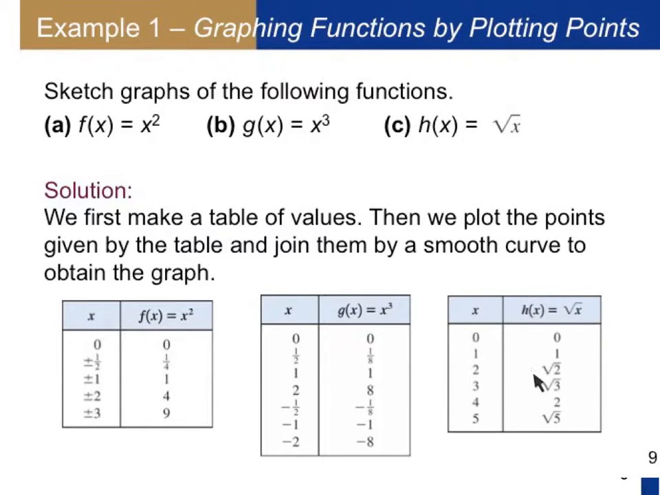Okay. And square root of x, we can only use positives, right? So we can look at our perfect squares here, but square root of 0 is 0. Square root of 1 is 1. Square root of 2 is square root of 2, it's 1.414, etc. Square root of 3 is square root of 3, which is 1.732. Square root of 4 is 2. Square root of 5 is square root of 5, which is 2 point something.